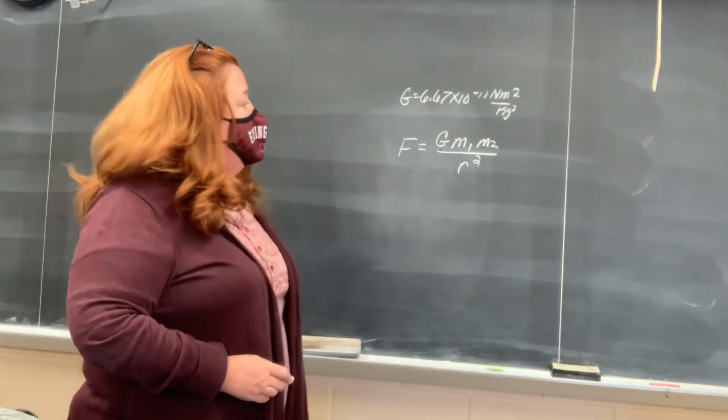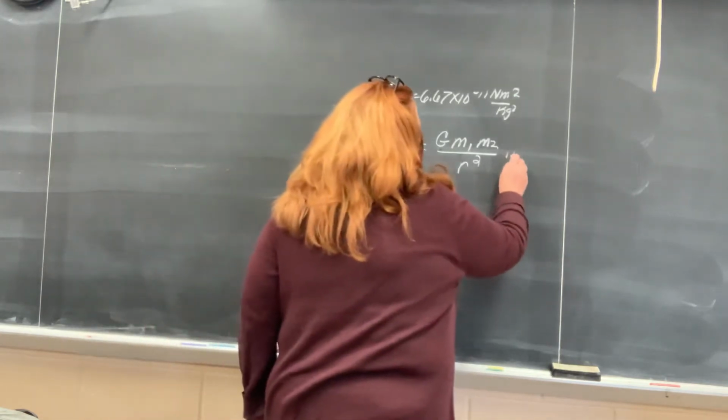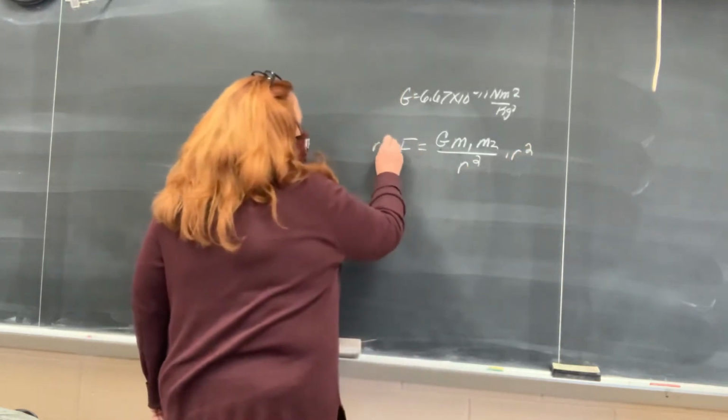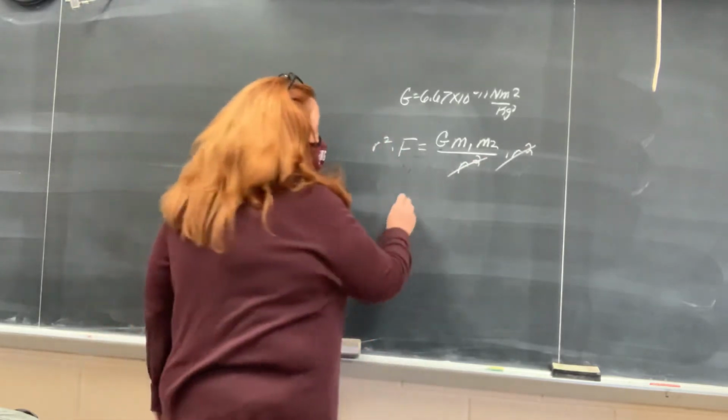So sometimes you have to rearrange this equation. What I always do is I multiply both sides by r squared first, just to remove the denominator because fractions are evil. And then you can solve for whatever you want.